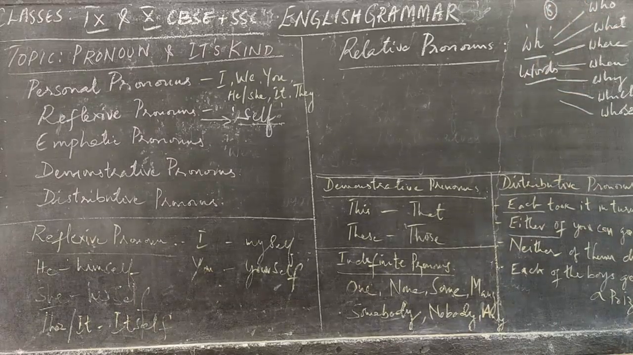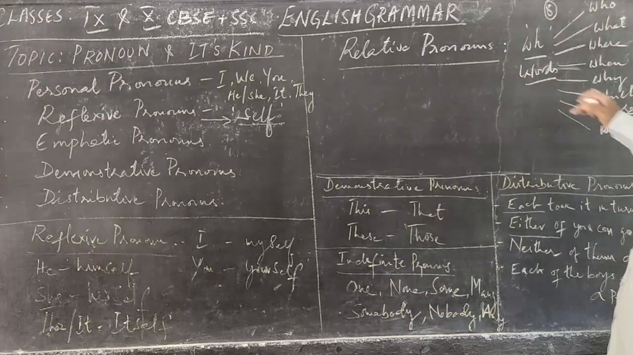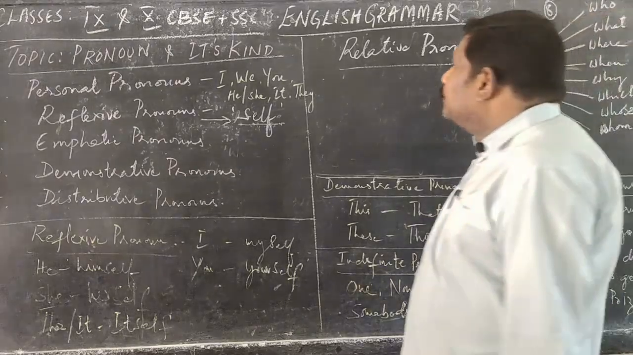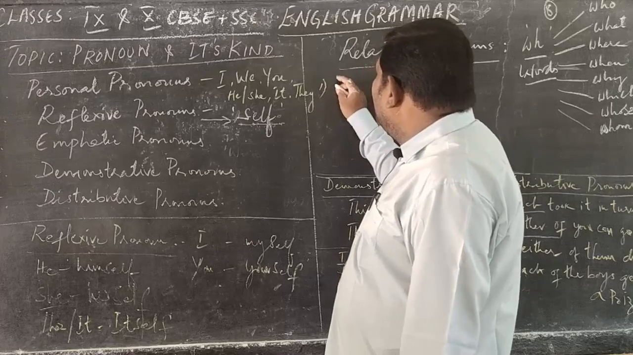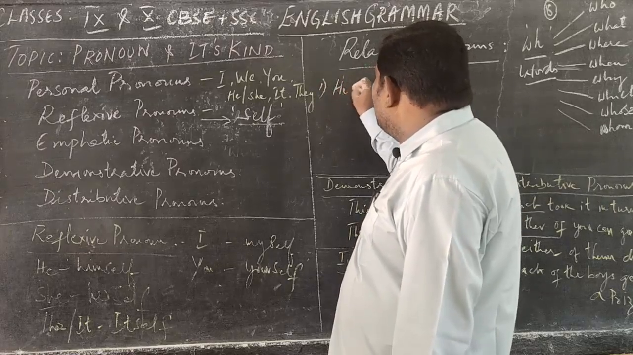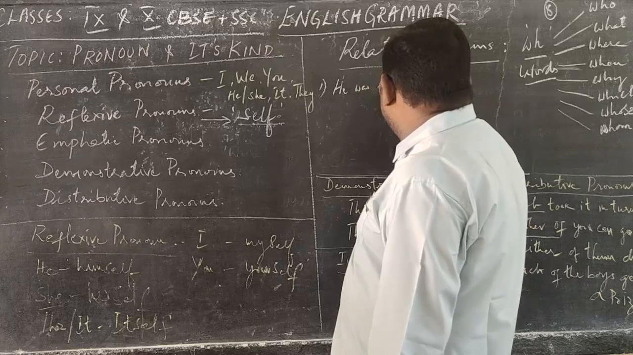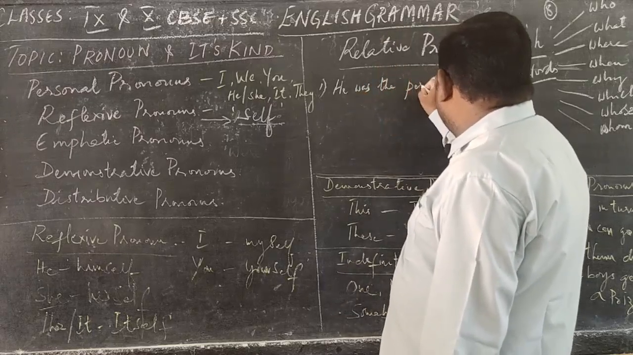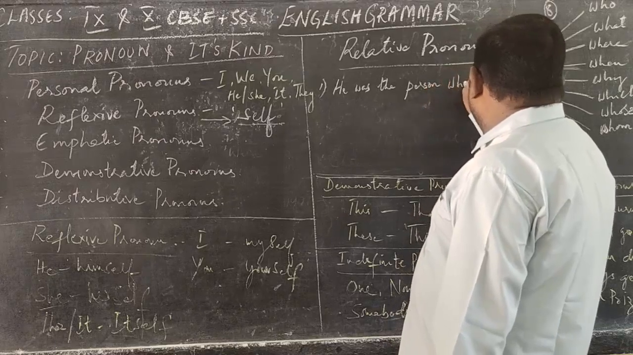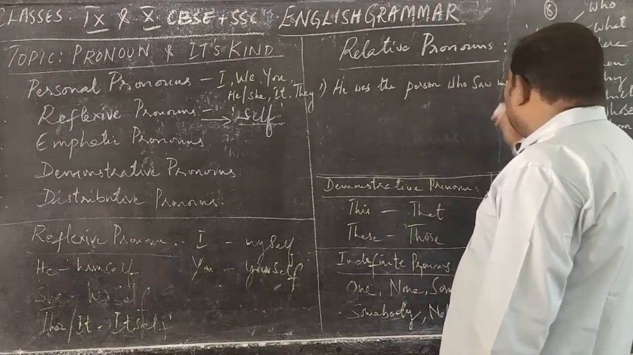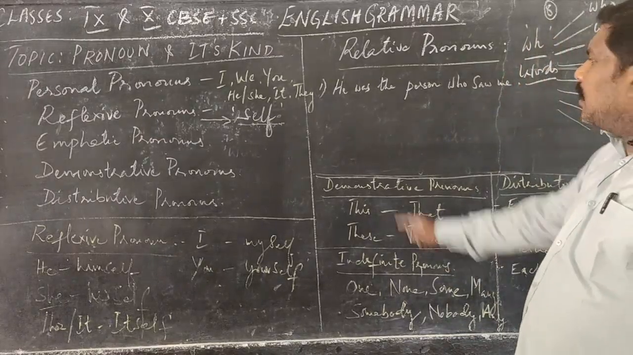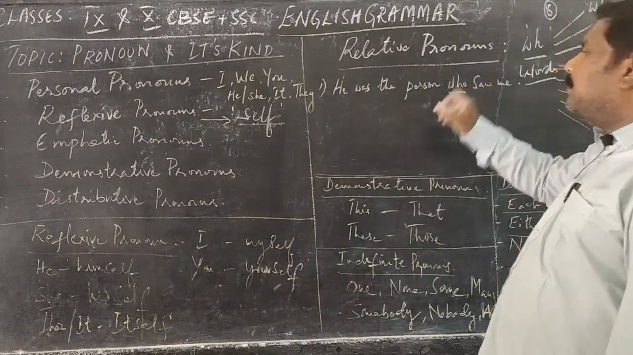WH words: who, what, where, when, why, which, whose, that is 7. The other one is whom. Now these are all 8 in number, the relative pronouns. Now if you take some sentence, for example: he was the person who saw me. If you look at this sentence, my dear friends, he was the person who saw me.